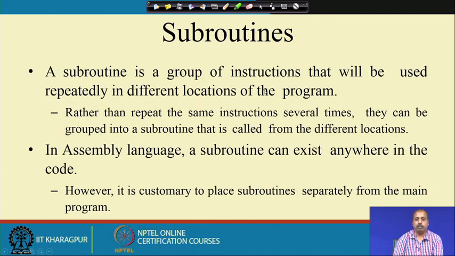Next, we will be looking into one very important concept, which is known as subroutine. A subroutine is a group of instructions that will be used repeatedly in different locations of a program. Rather than putting the same instructions several times, they can be grouped into a subroutine, which is called from the different locations. This is similar to the procedures or functions that we have in higher level languages. In an assembly language program, if some part has to be repeated, we just put it separately, and then we can just call this subroutine.